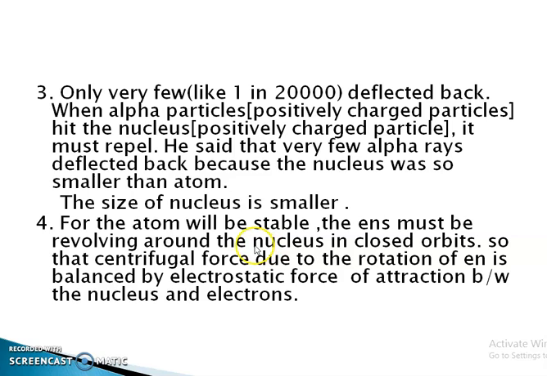Okay, next conclusion about electrons, how they behave. For the atom to be stable, the electron must be revolving around the nucleus in closed orbits, so that the centripetal force due to rotation of electron is balanced by electrostatic force of attraction between nucleus and electrons. That is, electrostatic force must be equal to the centripetal force of electron due to rotation. That is the condition for stability.